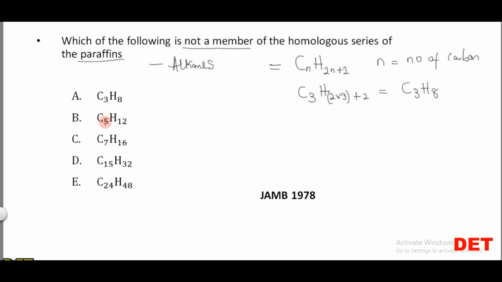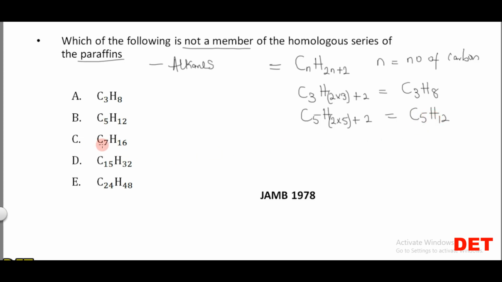Then let's look at option B. Option B is C5H12. Like I said, in this formula, your n is equal to the number of carbon. The number of carbon for option B is 5. So that will be C5, H2n plus 2, so 2 times 5 plus 2. 2 times 5 will give me 10. 10 plus 2 will give me 12. So that will be C5H12, and it is correct. So this is an alkane. This is a member of the alkane series.